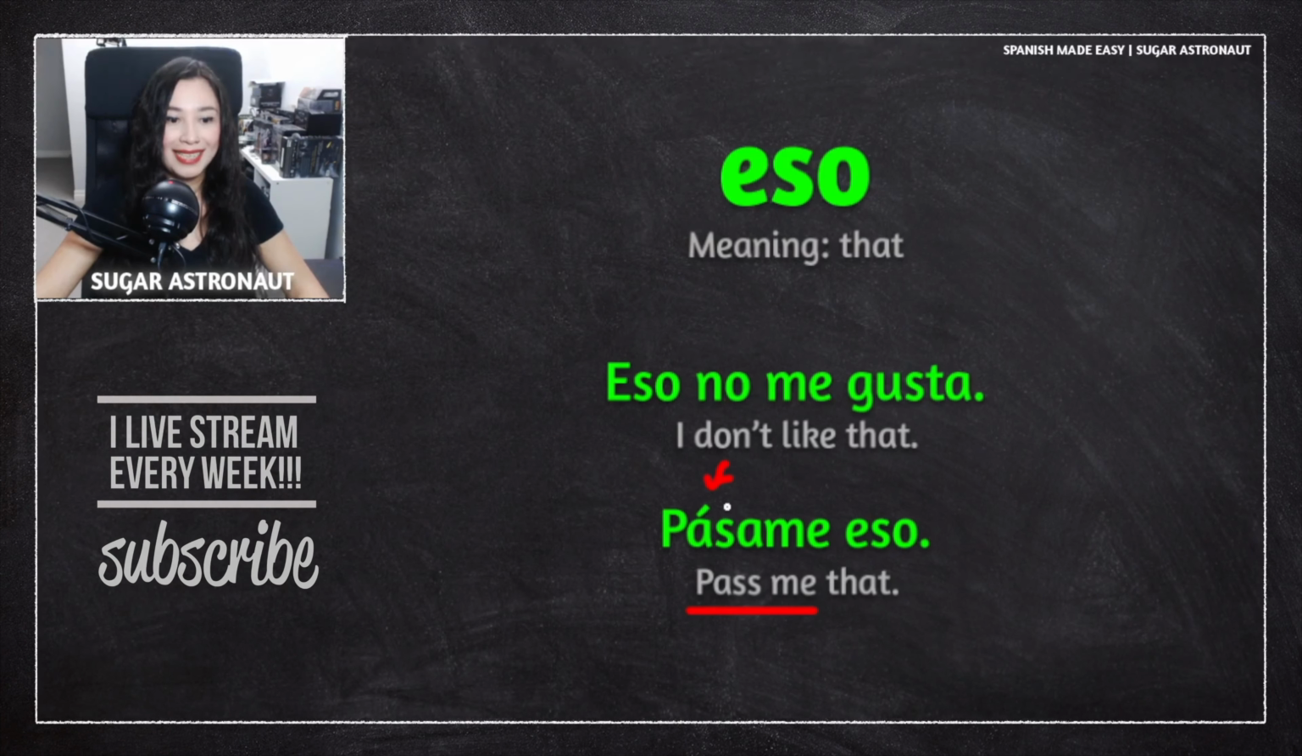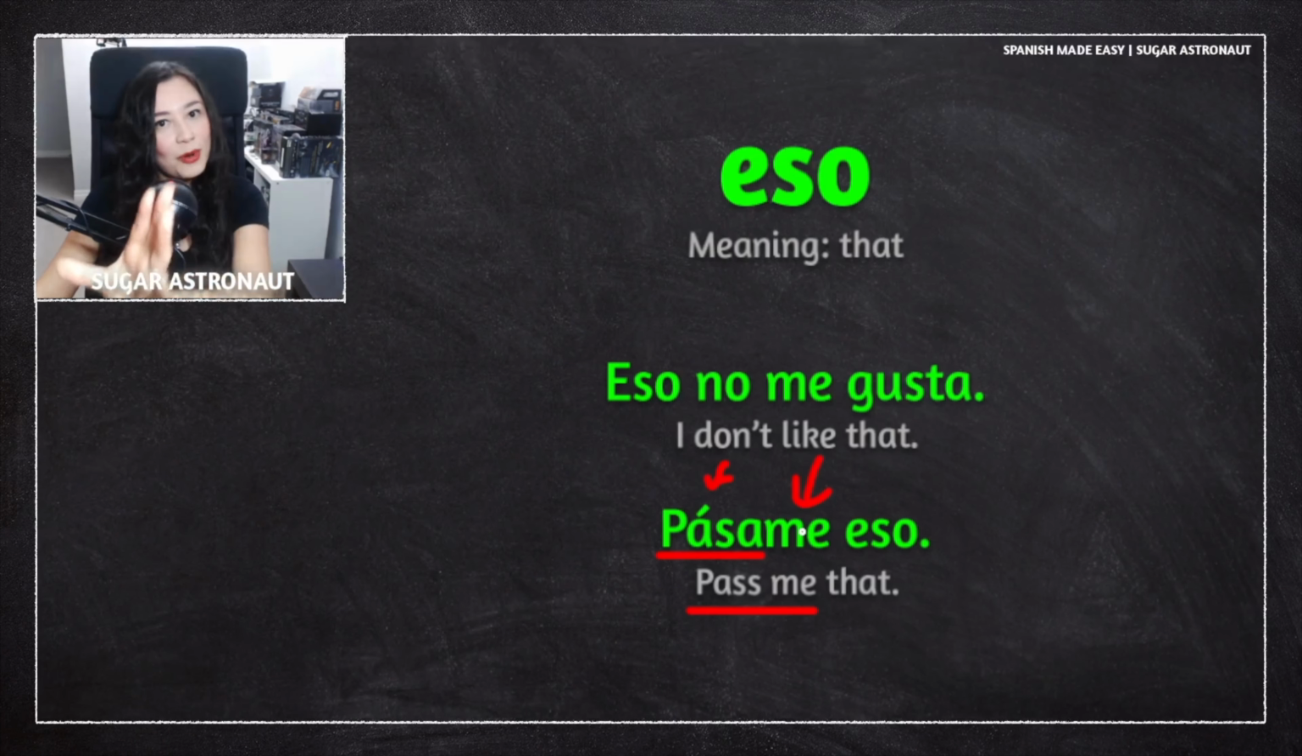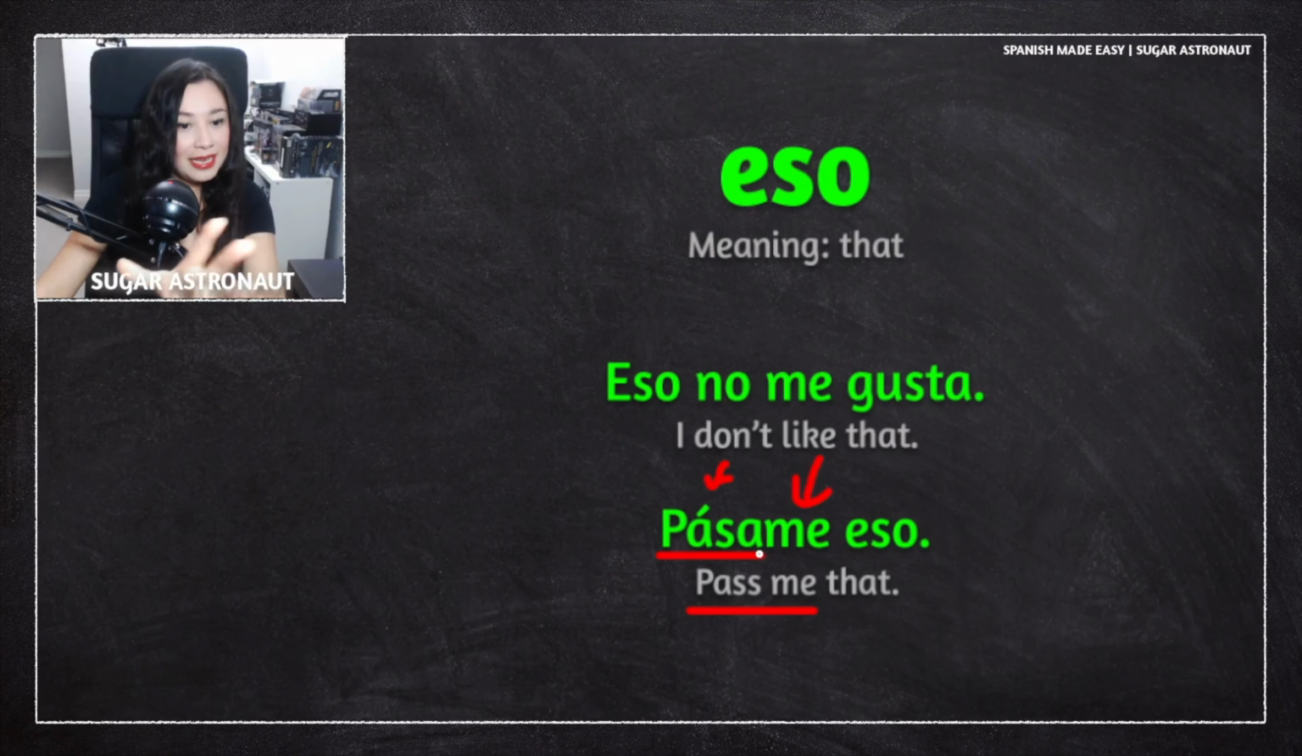Pásame, pass me. Pasa comes from the verb pasar, and pasar means quite a few things, but essentially it means also to pass, okay? So when you say pásame, you're adding a pronoun there, me, which means me, okay? And the whole word is pásame, and it means pass me, okay?